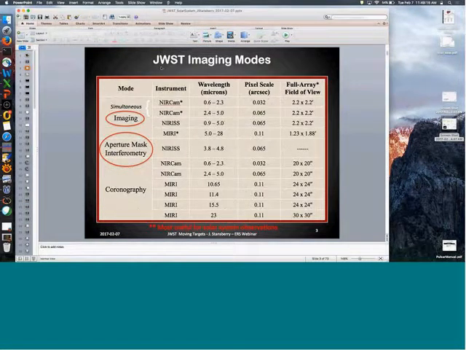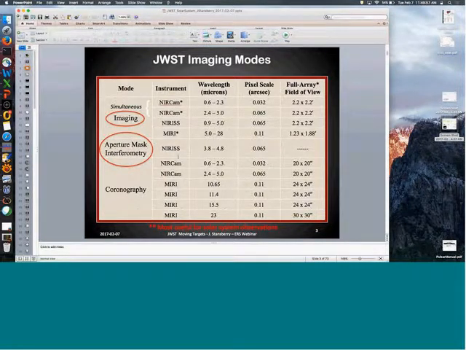So Stephanie pointed out there are four instruments on JWST, and these charts show them. There's two of these. First is the imaging modes, and the instruments for imaging are NIRCam, NIRISS, and MIRI. NIRCam and NIRISS are in the 0.6 to 5 micron range. MIRI is the 5 to 28 micron range, and they give good imaging quality over essentially all of that wavelength range. The pixels are a little bit big at the shortest wavelengths, but in general, the image quality should be very good.